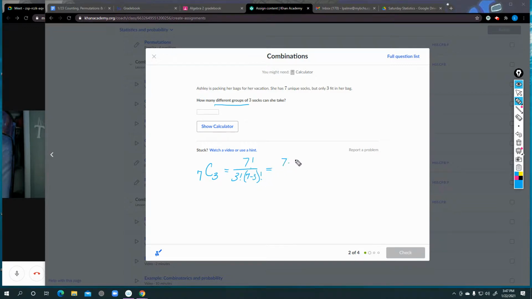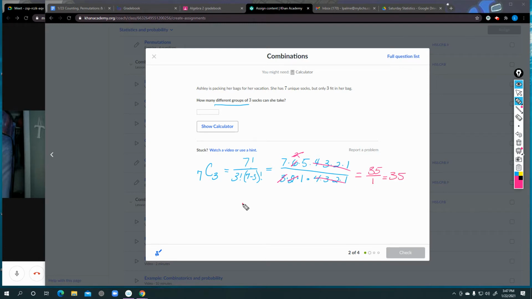So we get 7 times 6 times 5 times 4 times 3 times 2 times 1. Sorry, I was looking at the 3 and wrote it. 3 times 2 times 1 times 7 minus 3 is 4 factorial. So we have 4 times 3 times 2 times 1. Canceling out what we can, 4, 3, 2, 1 can be canceled. 3 goes into 6 2 times, then we can cancel the 2. So we're left with 7 times 5, which is 35, over 1, which is ultimately 35.